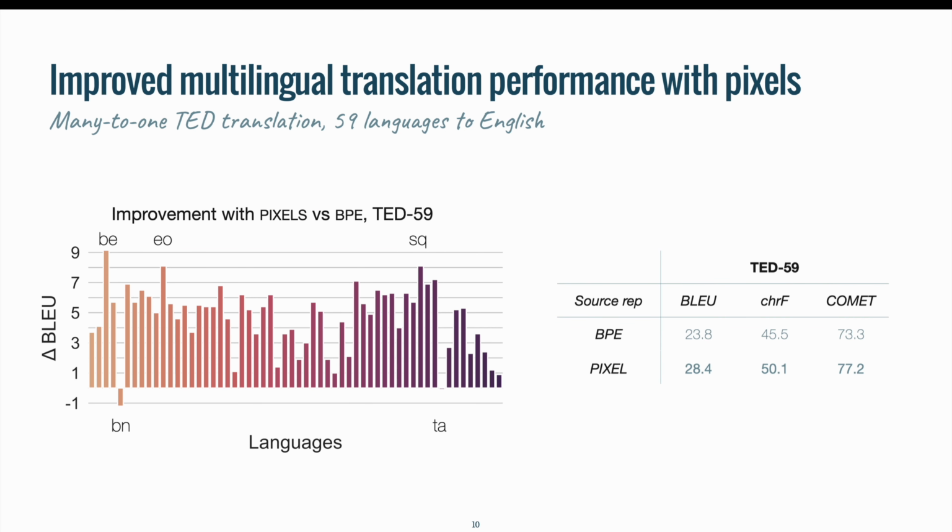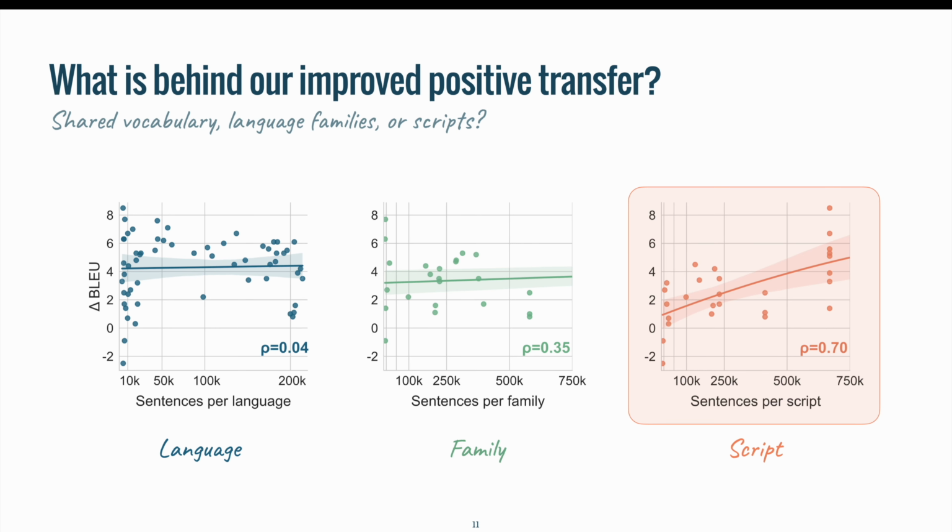On a many-to-one multilingual translation task with 59 languages, we see improved translation performance with pixels compared to BPE, which holds across 3 different common evaluation metrics. What is behind the improved positive transfer with pixels? We compare a variety of factors, and the most significant was the number of training examples for a given script.